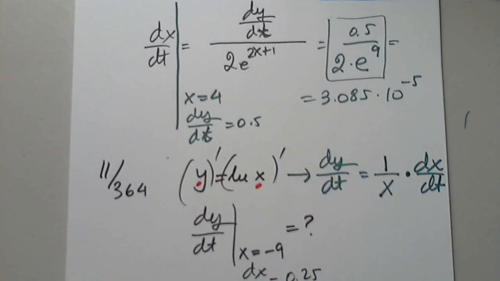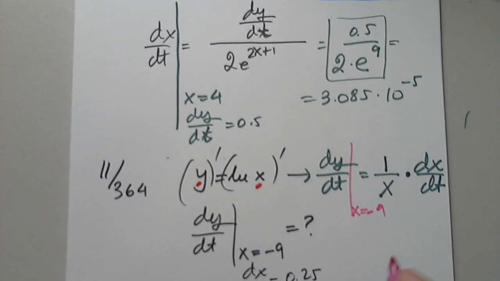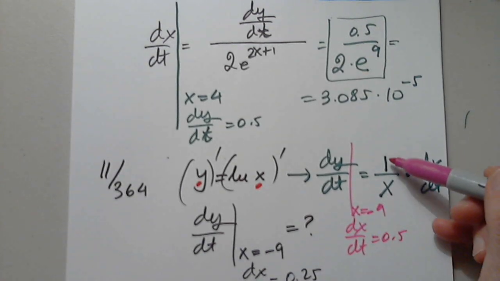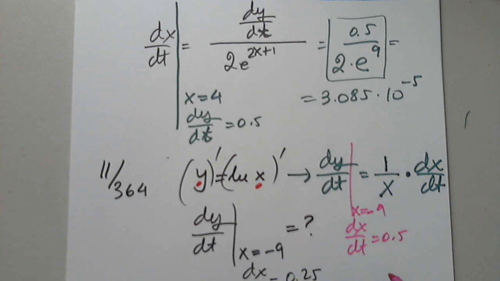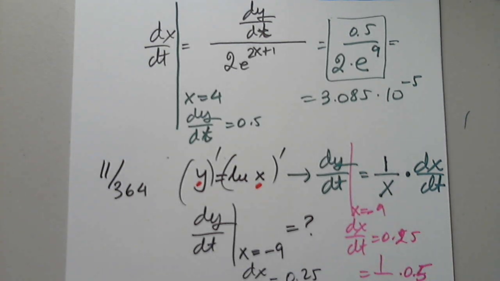That's it. I only need to plug in the numbers. When x is negative 9 and dx over dt is 0.25. So it's 1 over negative 9 times 0.25. So it's negative 0.25 over 9. And it's done. That's it.